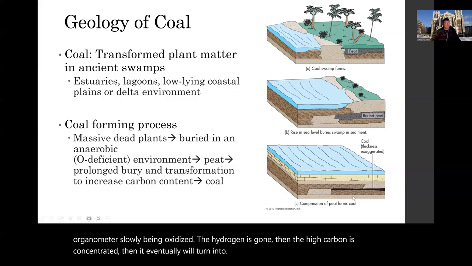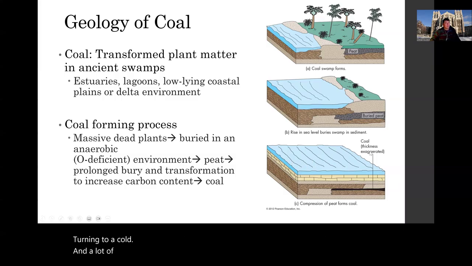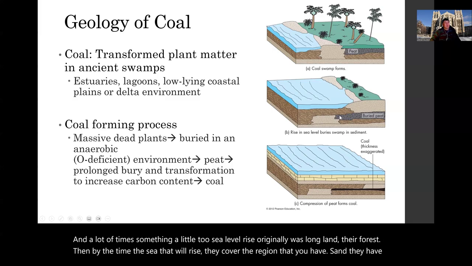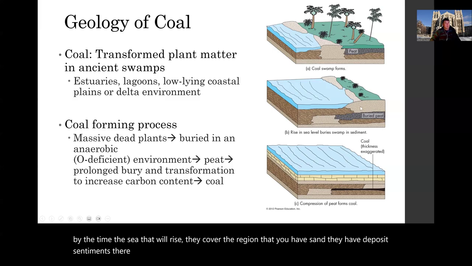into coal. And a lot of times it is related to sea level rise. Originally it was on land. They're forest. Then by the time the sea level rises, it covers the region. Then you have sand. They have sediments deposited there. Then they bury the peat. Eventually will turn into coal.